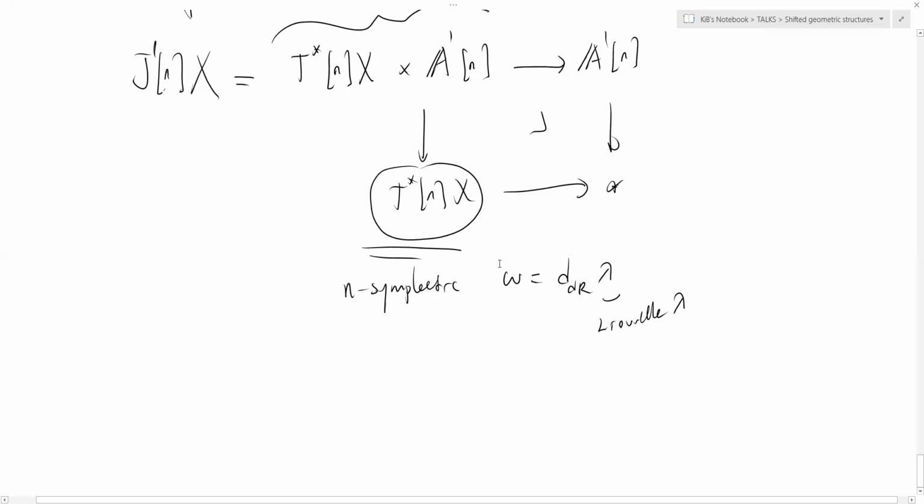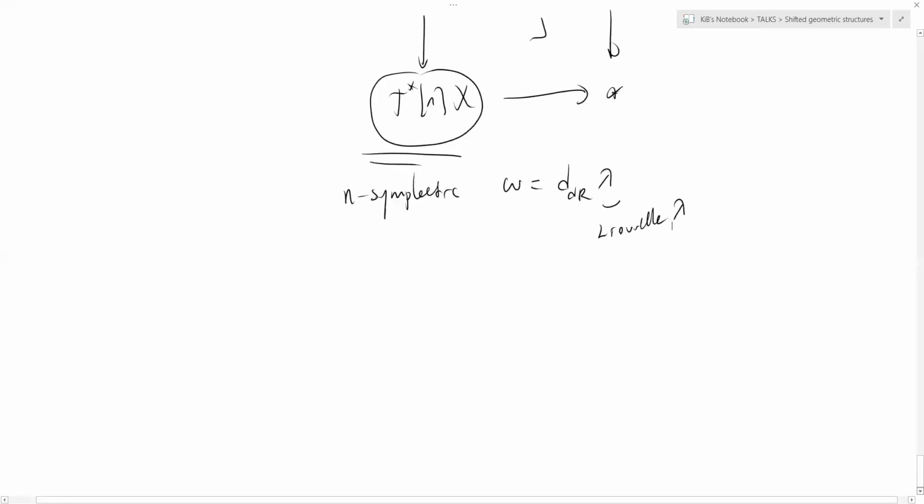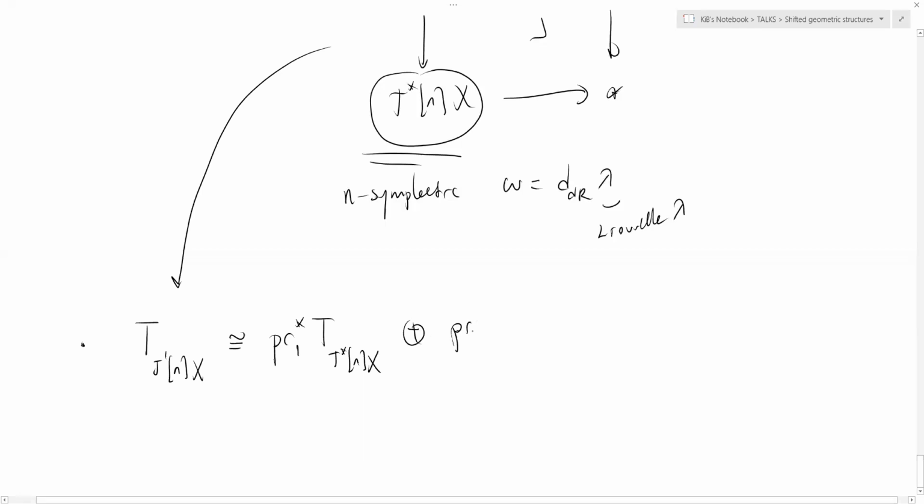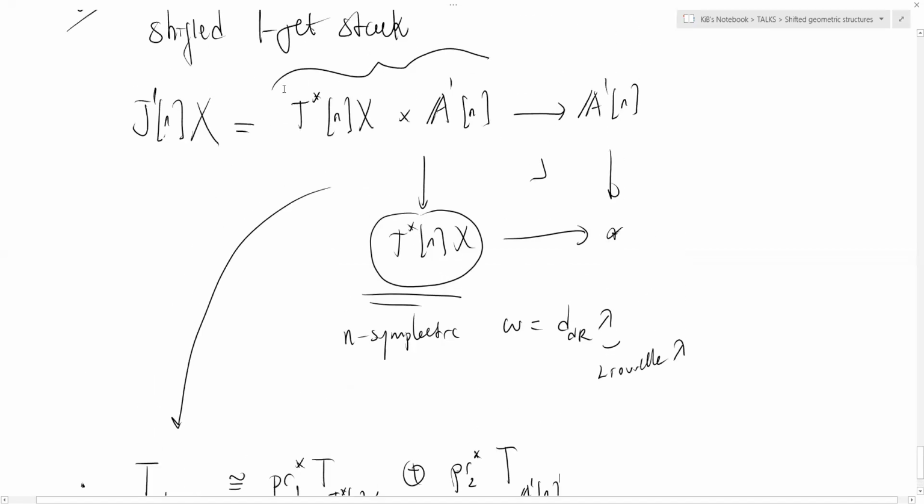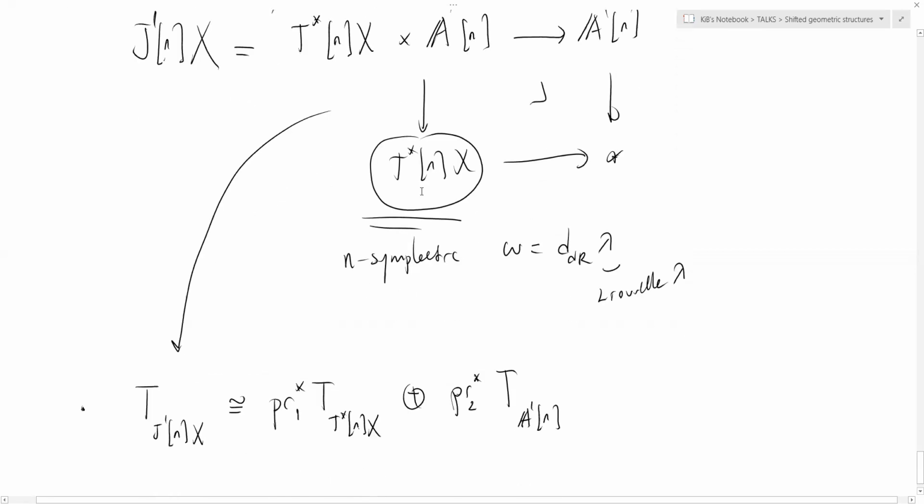And actually, by using this diagram over here, you can observe the following. You have other co-fiber sequences. So let me write it down quickly. For instance, if you look at the tangent complex of this fiber product, this is nothing but the pullback of these two things, plus projection to the tangent complex of A1 shifted by n. Because of this fiber product diagram, the tangent complex of the one-jet stack is given by this direct sum.